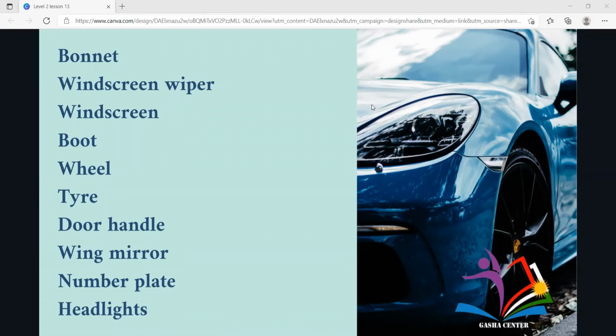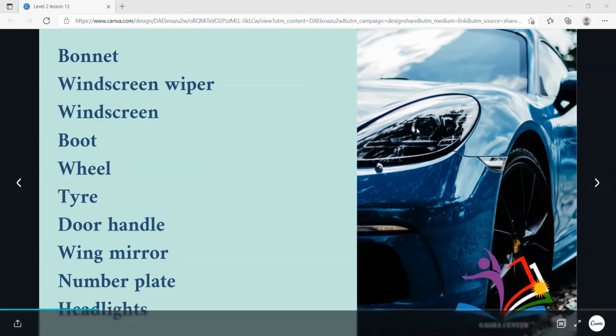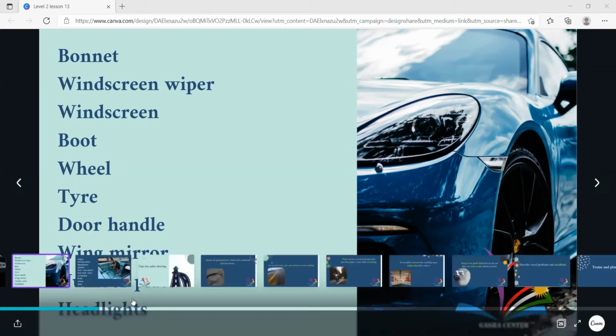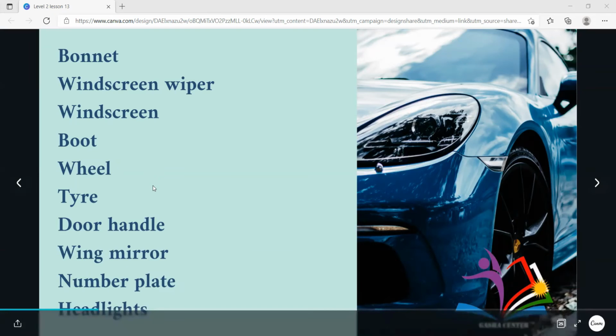Number plate. And we have headlights. Headlights, you know, the lights in front of the car. This is the light. In Kurdish, we say light too. But this is the headlight, which means the light in front. All right, those are some vocabularies for cars. I think you heard some of them.